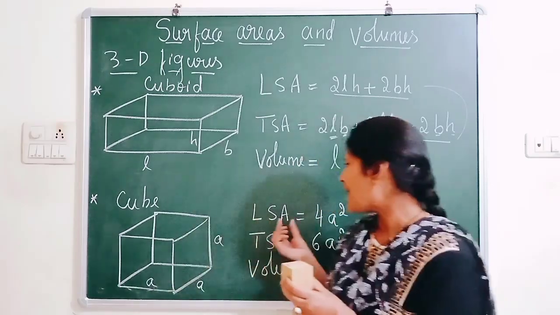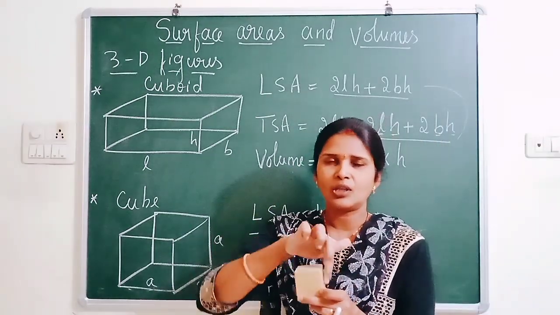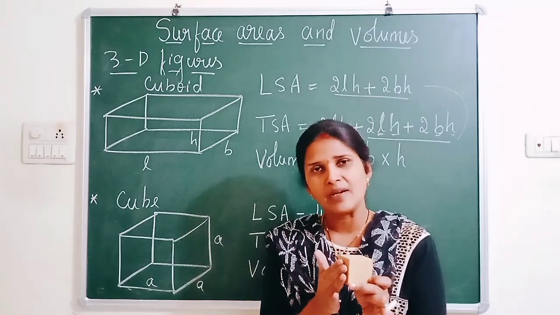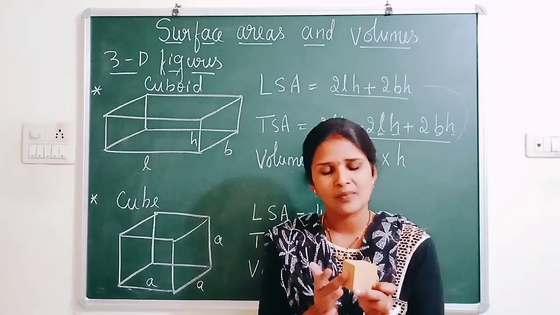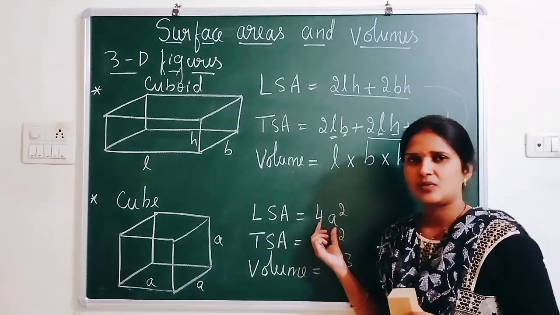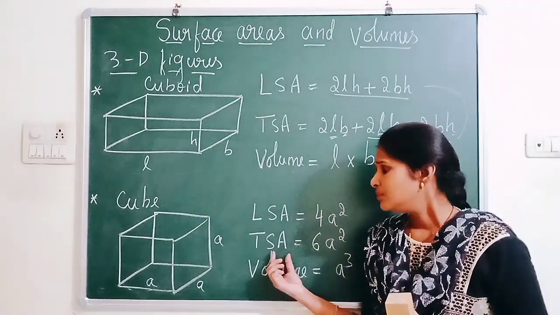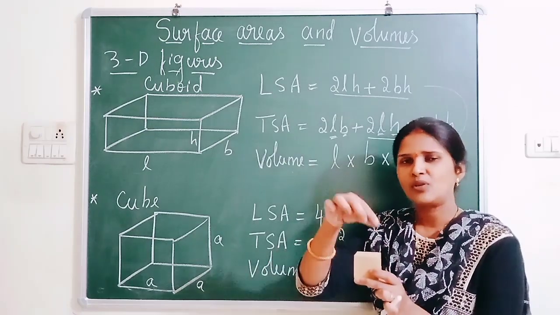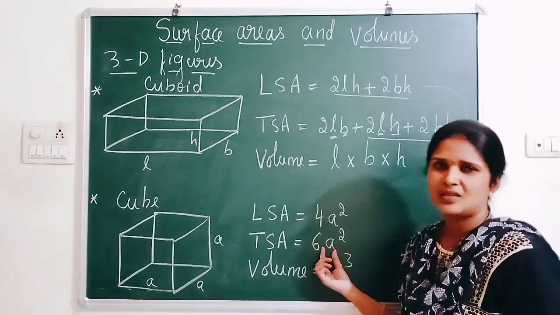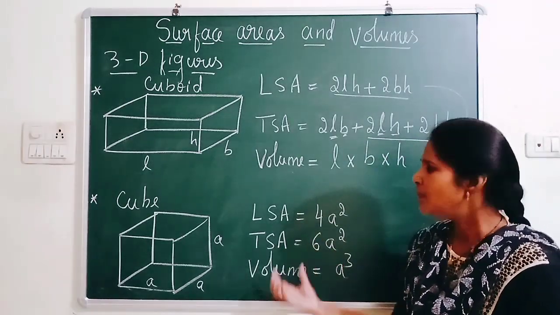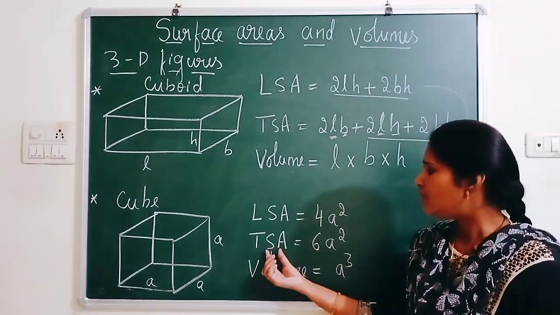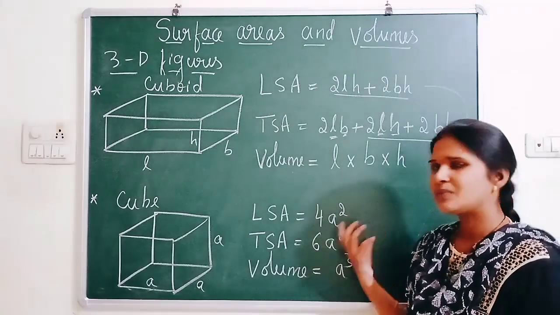Just now I told you lateral surface area means adding all the four faces, leaving top and bottom. So what is area of this square? Side into side, A into A, that is A square. A square plus A square plus A square plus A square, that is 4A square. Next comes to cube, that is TSA. TSA means I have to include the other two faces. That is again A square plus A square, that is 6A square. So it's very easy to remember for cube. Lateral surface area of cube is 4 times the area of square and total surface area of cube is 6 times the area of square.